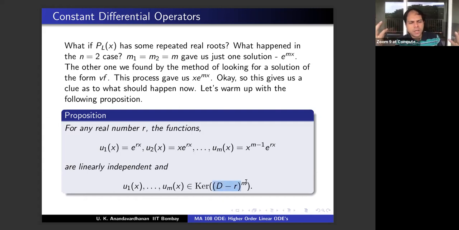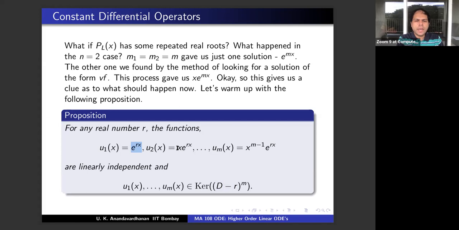What is the meaning of (D minus r)^m? D minus r composed with D minus r composed with D minus r, etc., m times. And so what do we need to check? You need to check that, is it clear that e^(rx) belongs to the kernel of this? Is it obvious? Yes, because D minus r itself kills it, right? e^(rx) is annihilated by D minus r itself. So (D minus r) of e^(rx) is 0. So D minus r further, if you apply at 0, again it is 0, 0, etc.